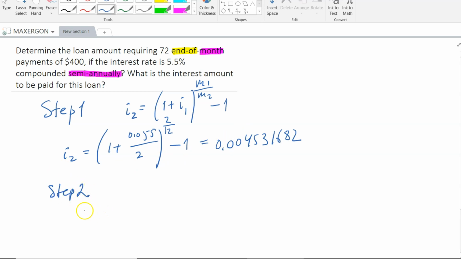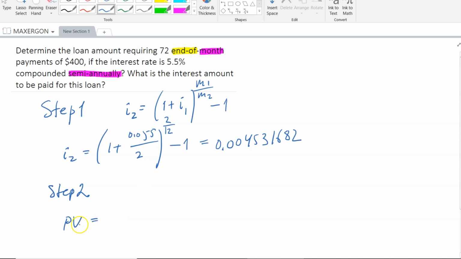In step 2, we will need to use present value. It is present value because we are talking here about the loan amount. We take the loan in the present and then we pay those periodic payments later. That's why we need the present value of annuity formula here.